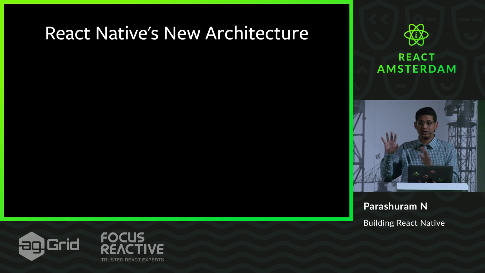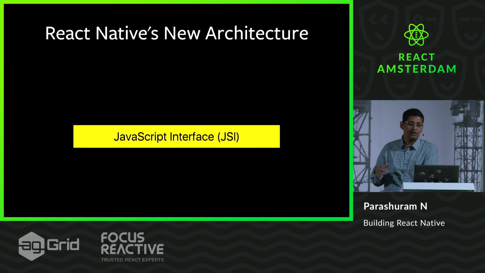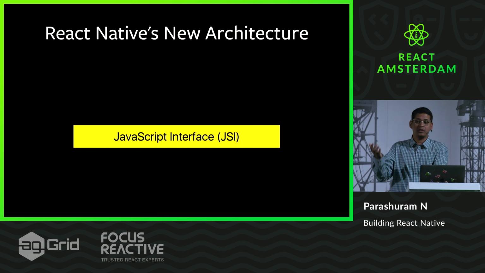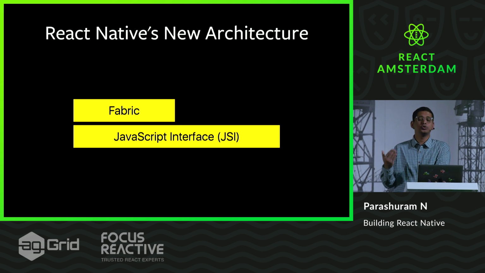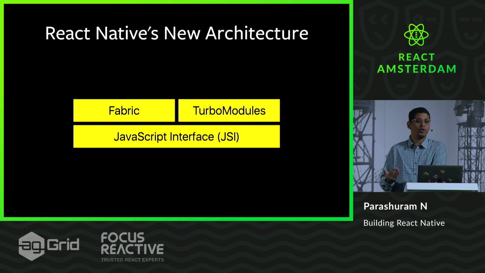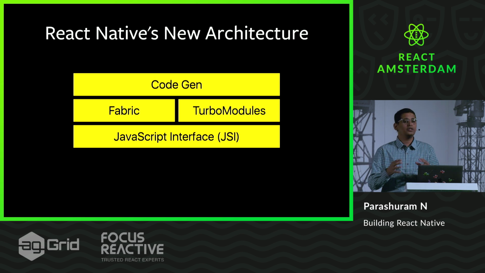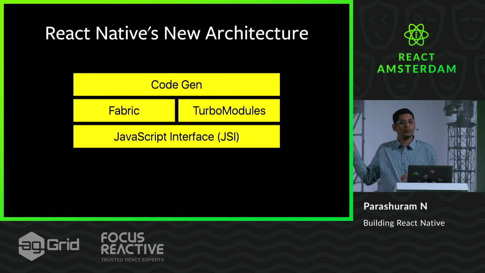So to summarize, I know this was a lot of code. Here's what we saw in this talk. We spoke about the JavaScript Interface, which is a way for JavaScript to communicate with native code, native Java or Objective-C code. We spoke about Fabric, the new UI manager or UI layer in React Native. We spoke about TurboModules, the new way of calling native modules in React Native. And finally, we have all of this tied together using CodeGen. Whenever someone says the new architecture of React Native, this is probably what they're talking about.